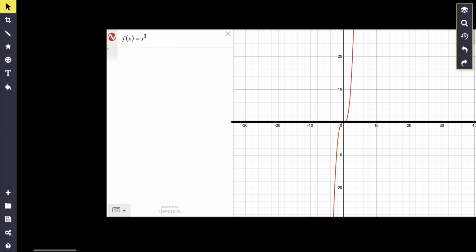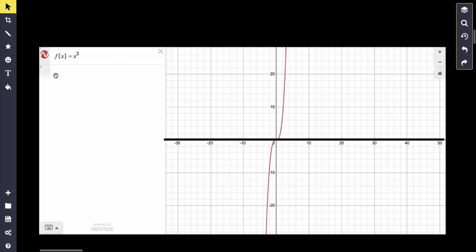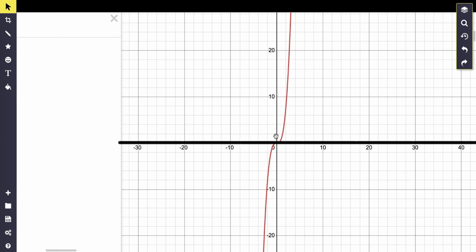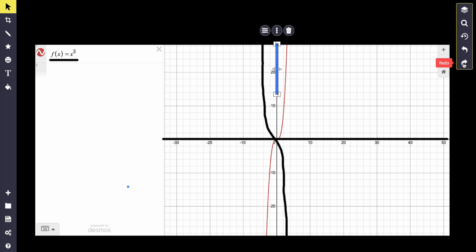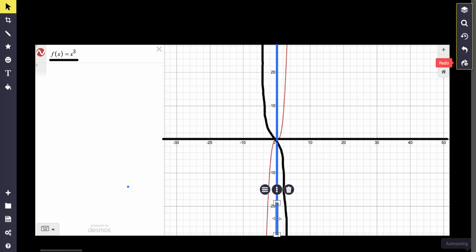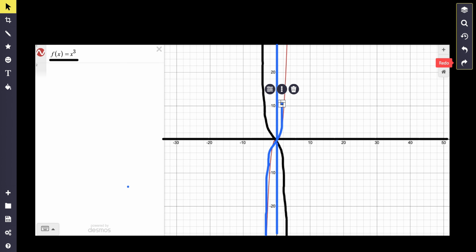If we were to take a look at an odd function, which is f of x equals x to the third power, what do you notice about this graph? This might be a little more complicated. Let's start off by taking our original function and reflecting it over the x-axis. If I were to reflect it over the x-axis, it would look something like this. Now I take this new function and reflect it across the y-axis. And now I end up getting my original function.